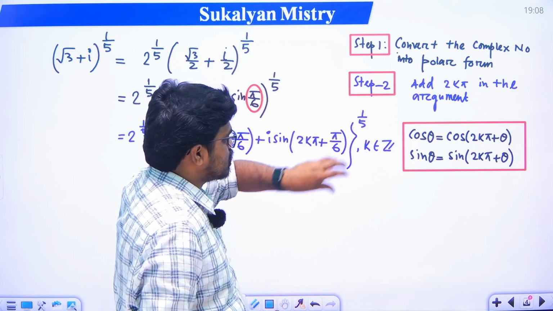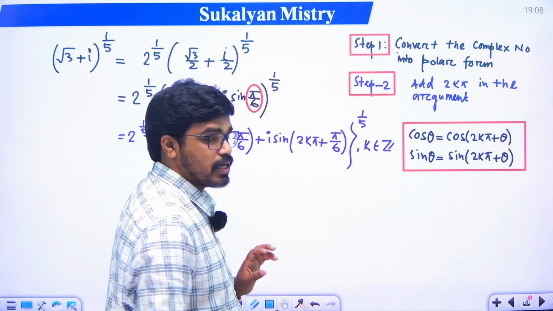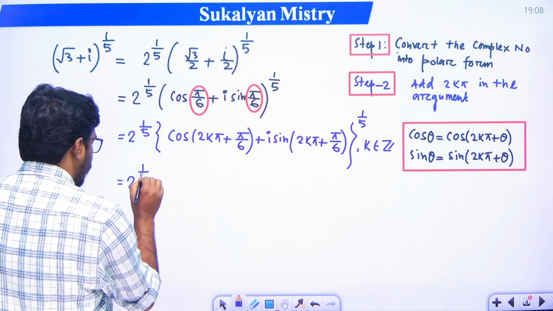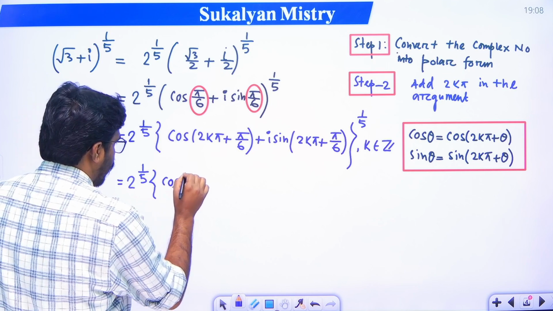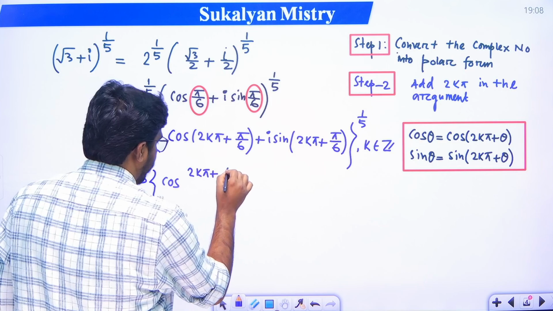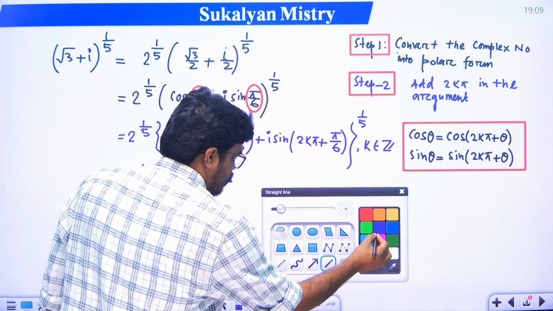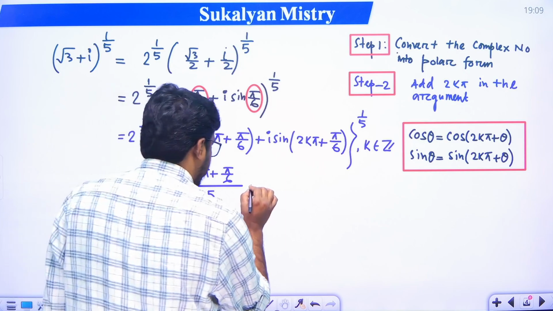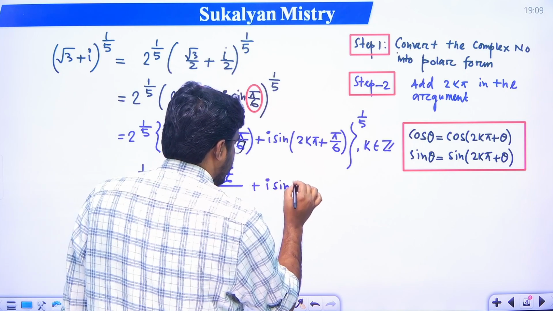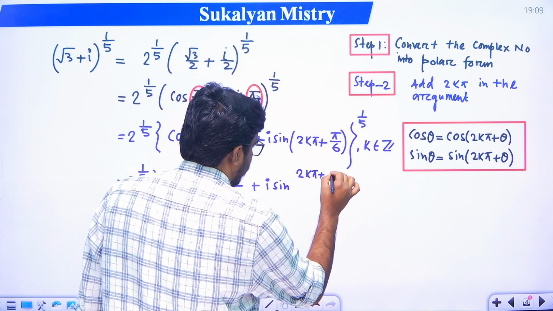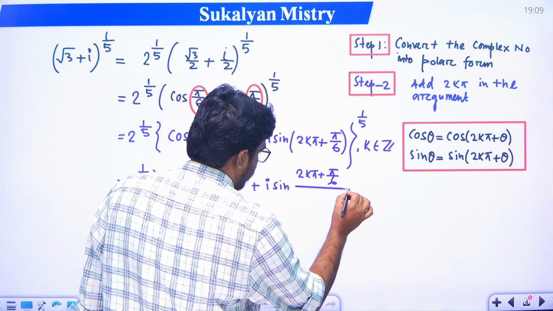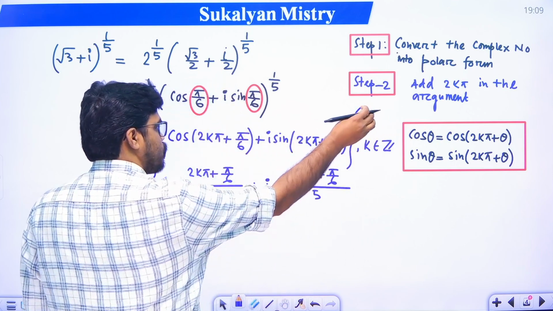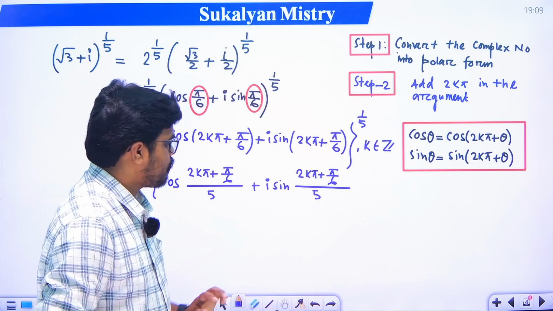Now apply De Moivre's theorem. What will the power be? It multiplies the angle. So this equals 2 to the power 1 by 5 into cos of 2k pi plus pi by 6 divided by 5, plus I sin of 2k pi plus pi by 6 divided by 5. Just consider this is theta; the power multiplies with it. Okay, right?